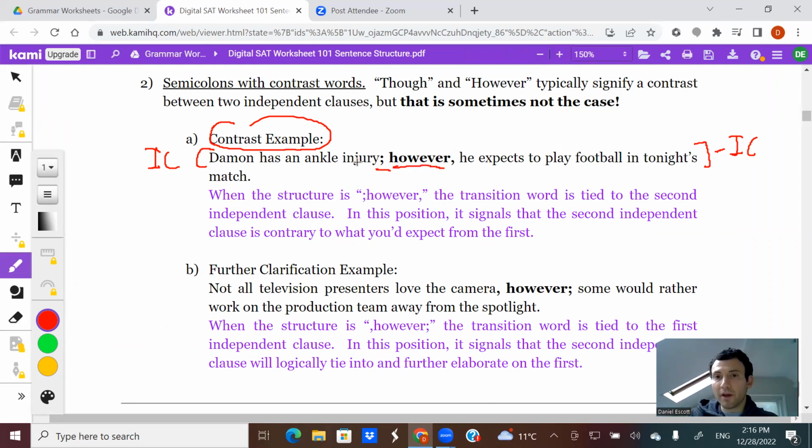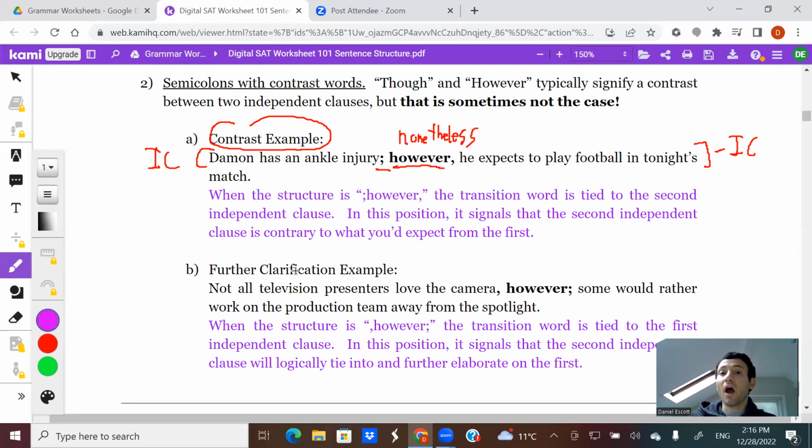When the semicolon comes before the connecting word, the connecting word is a contrast, like a however or a nonetheless. Any connecting word like that, when it's joined with the second independent clause, there's a contrast, right? Damon has an ankle injury. We wouldn't expect him to play. However, despite his injury, he will play. So that's a contrast.